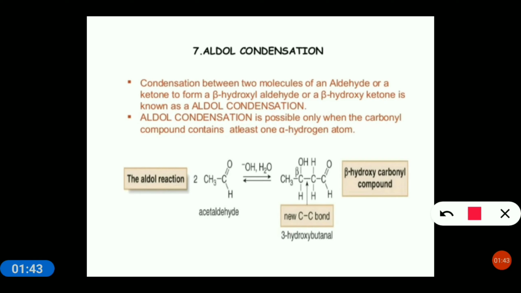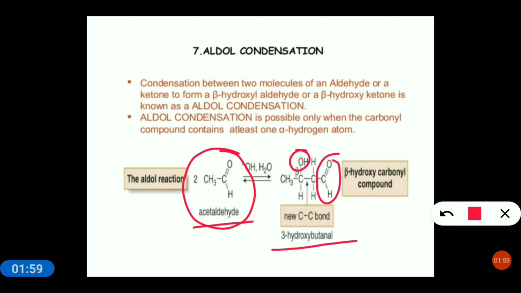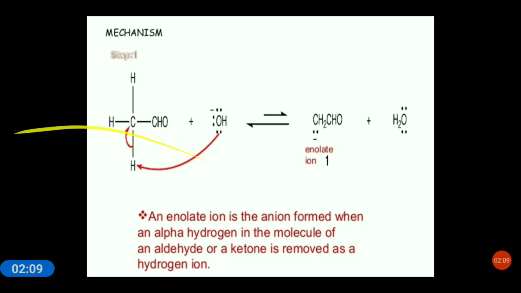In aldol condensation, you can see this is the aldehyde, and when two molecules of aldehyde combine together, there is a formation of the hydroxy compound in which an OH group is there and an aldehydic group is there. Due to the presence of aldehyde, it is ald, and due to the presence of OH, it is ol. So that's why this product is known as aldol.